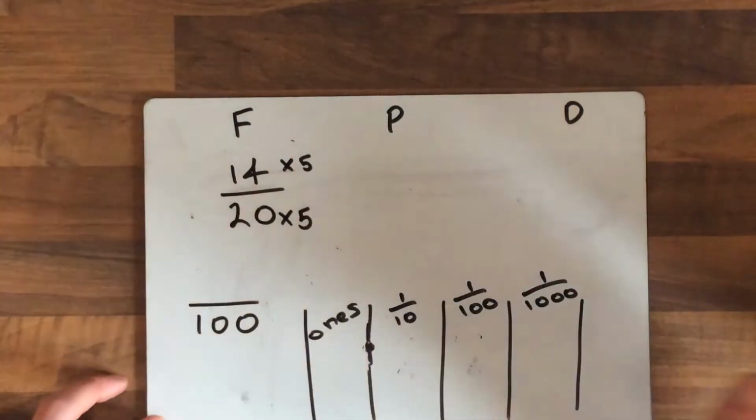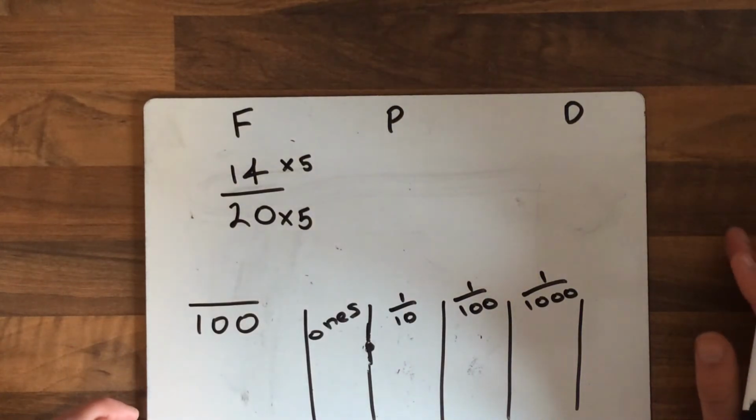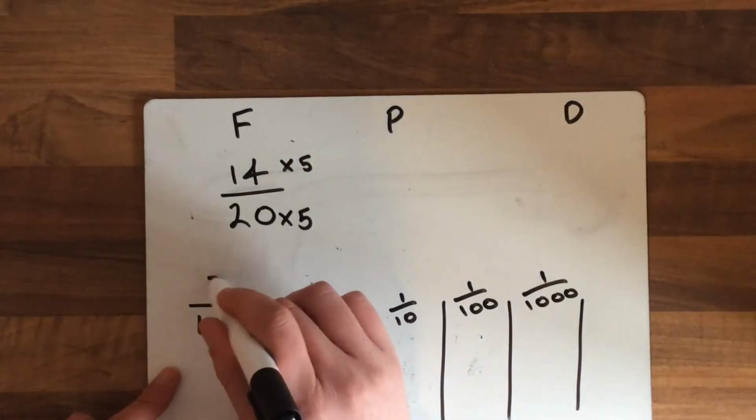So 14 times by 5. Now we don't know our 14 times tables. We do know our 5 times tables. We know that 5 times 10 is 50, and then we could count up going on in 5s 4 times, couldn't we, to take us to 70.